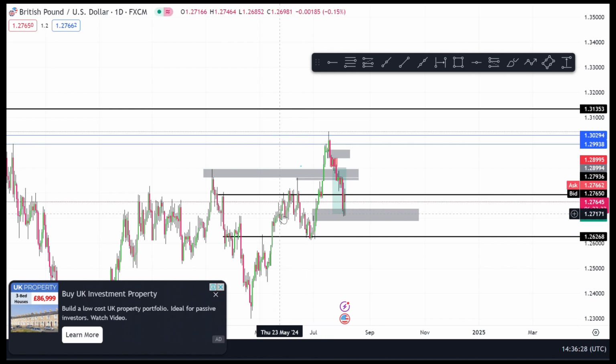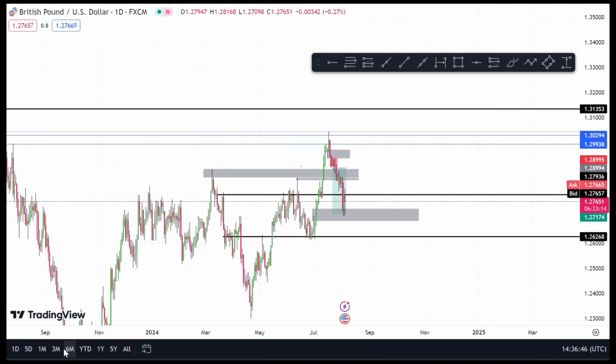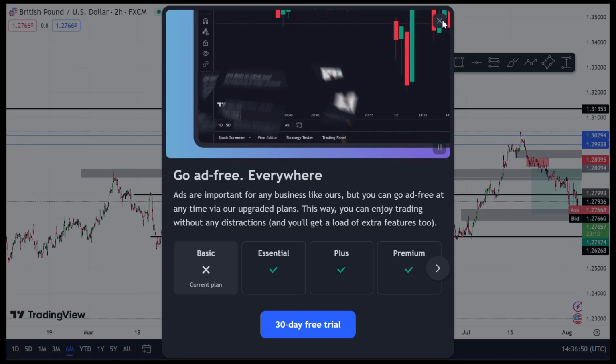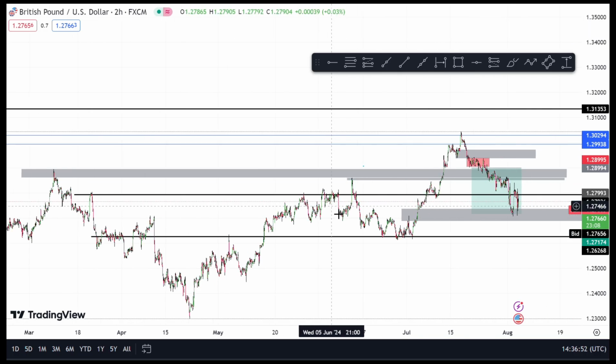So if I'm taking this trade, my take profit should be at this point. And this was a trade I took last week, among the trades I took last week, and it played out perfectly well. So now let's go to the lower time frame. Let's go to the 2-hour time frame. Sorry about that.